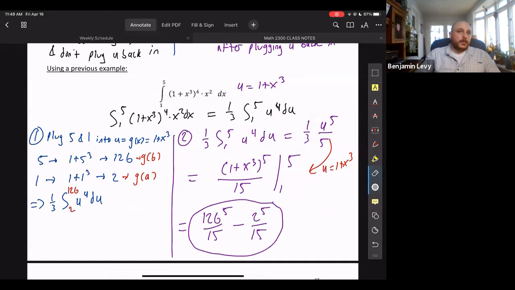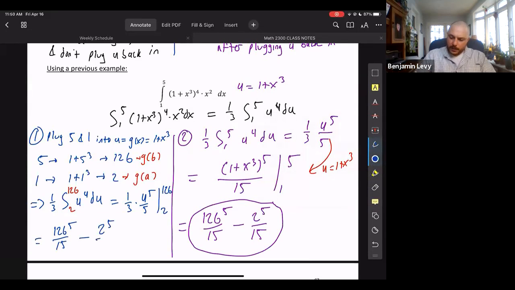And so some people like this method better because integrating u to the 4th is easy, and then you just plug these numbers right into that easy kind of thing. Some people get confused by it though, which is why they avoid it. You can do whichever one you like. That really doesn't matter. This just becomes 1/3 u to the 5th over 5, and then we plug in the new bounds. And you'll see we get the exact same thing we just happened to get a second ago. So we'll get 126 to the 5th over 15 minus 2 to the 5th over 15.